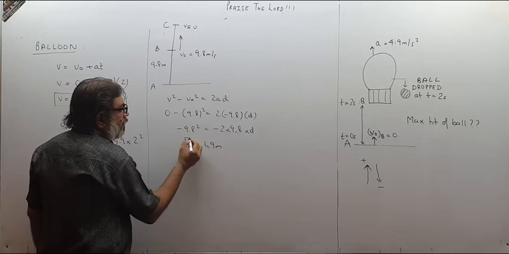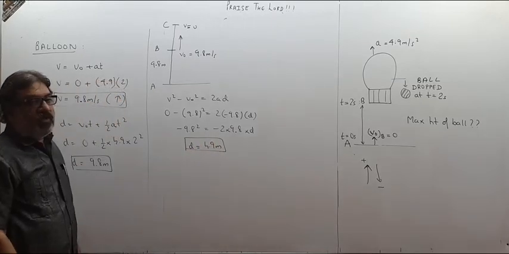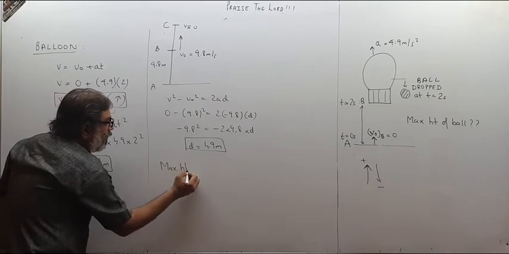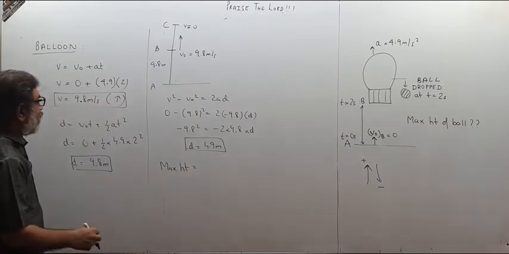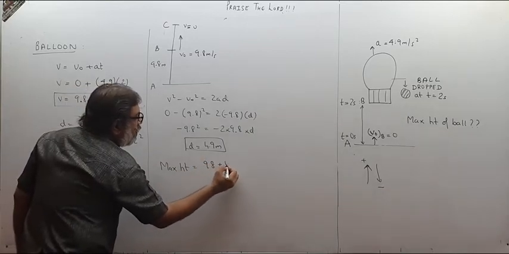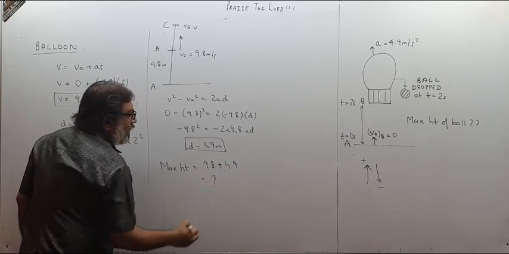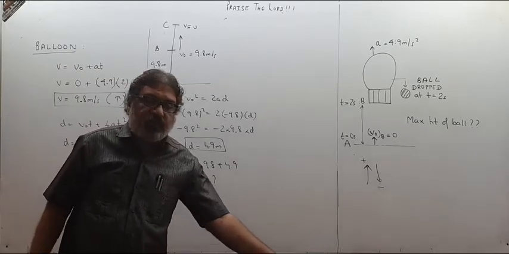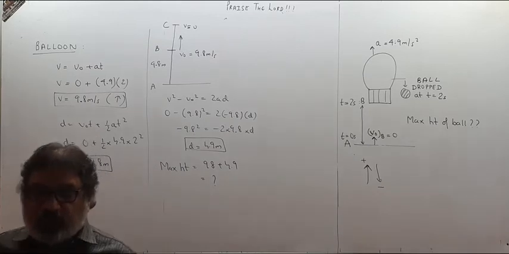That means the stone or the ball will go to a height of 4.9 meter. So the maximum height will be, see, the balloon was at what height? 9.8 meter. And now this is how much? 4.9. You add, you will get the answer. This will be the maximum height of the stone or the ball from the ground. Please pause and copy, children.